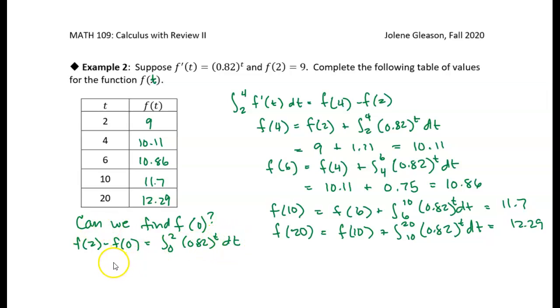So if I rearrange that, I would get that f of 0, adding f of 0 to both sides and then subtracting the integral, I end up with f of 2 minus the integral from 0 to 2 of 0.82 to the t dt. Again, I can put that into my calculator. I get 9 minus the value I get by putting this in my calculator, which was 1.65. So if I wanted f of 0, it would be 7.35.